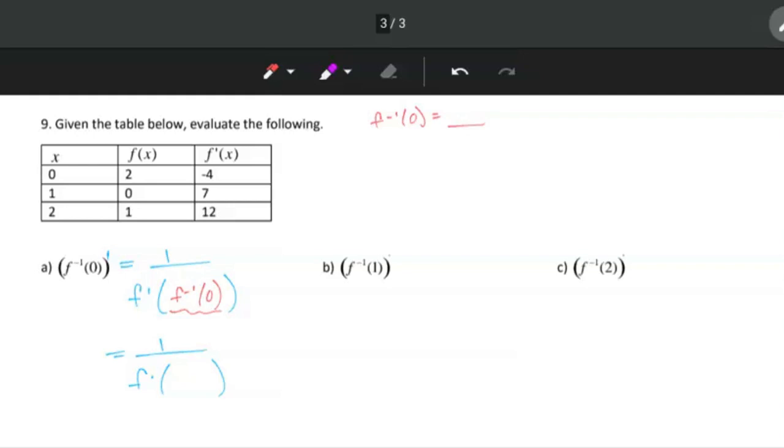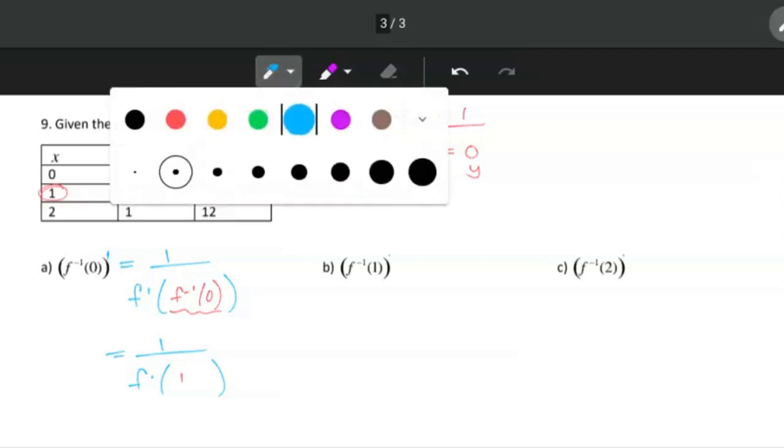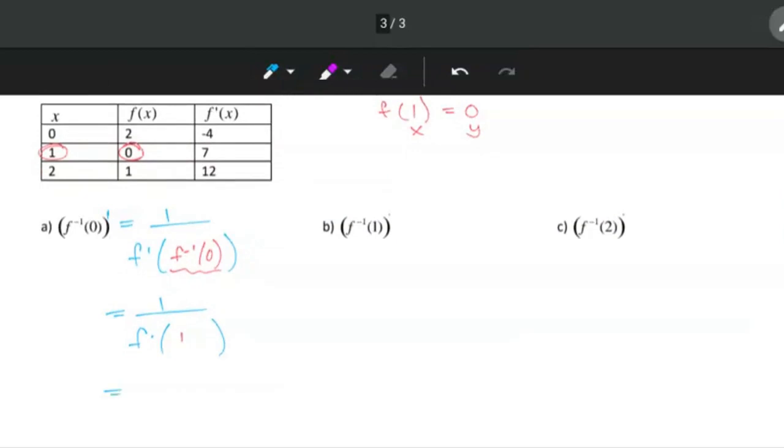Inverses always switch the x and the y. So if you wanted to write it as f instead of the inverse, it'd be f of blank equals 0. We're looking for the x that has a y value of 0. So what x value has a y value of 0 for f of x? A y value of 0 for f of x is an x value of 1. So in the parentheses is really a 1. Next step, finding f prime of 1. If you look in the table, the f prime column, f prime of 1 is 7. So that answer would be 1/7.